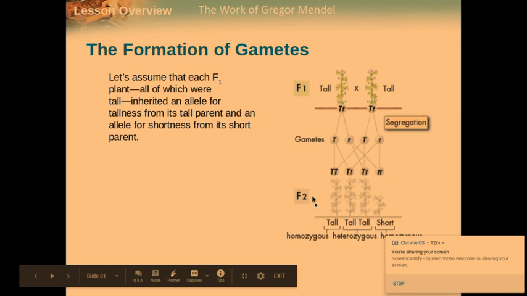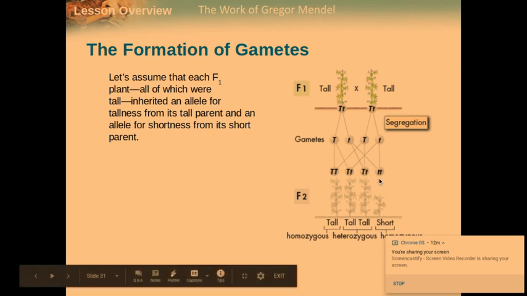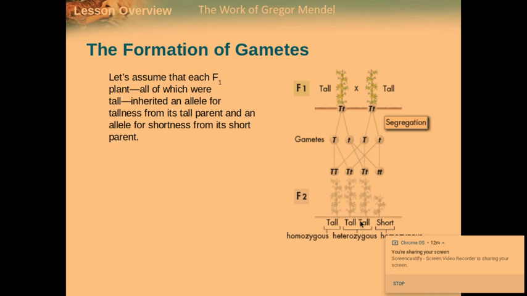And this is the picture showing how that would happen. So you have the two talls here, but both of these are hybrid. Both have a big T and a little t. And when you segregate these out, what you end up seeing is that you get the same 3-to-1 ratio. 25% end up with two little t's, so those would end up being short. We're going to stop there, and we're going to pick that up more next time, where we're going to talk about Punnett squares and do some problems.